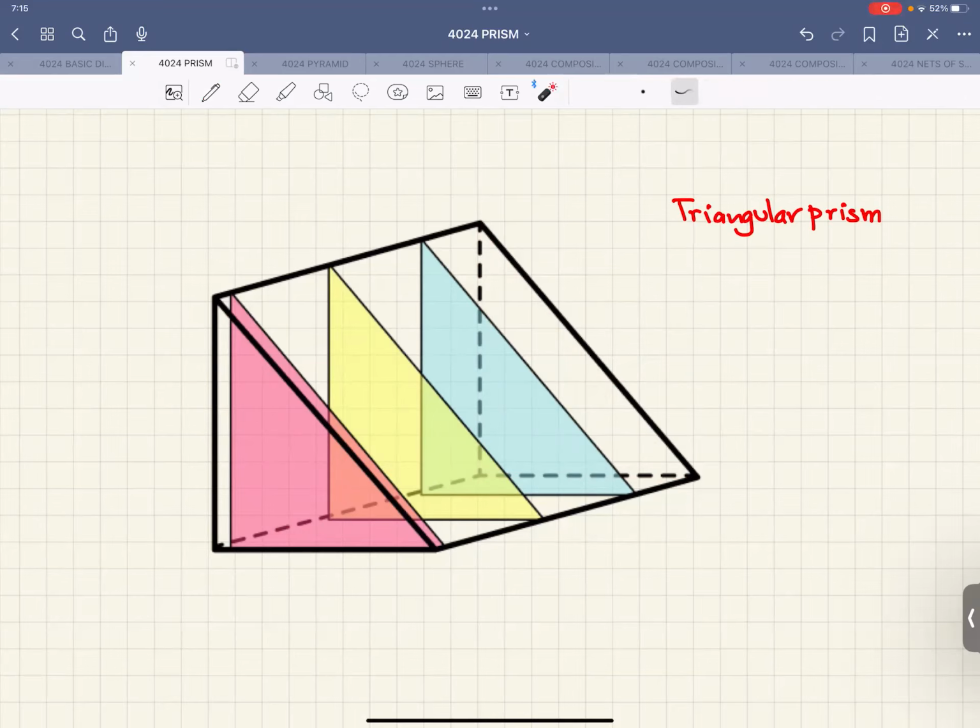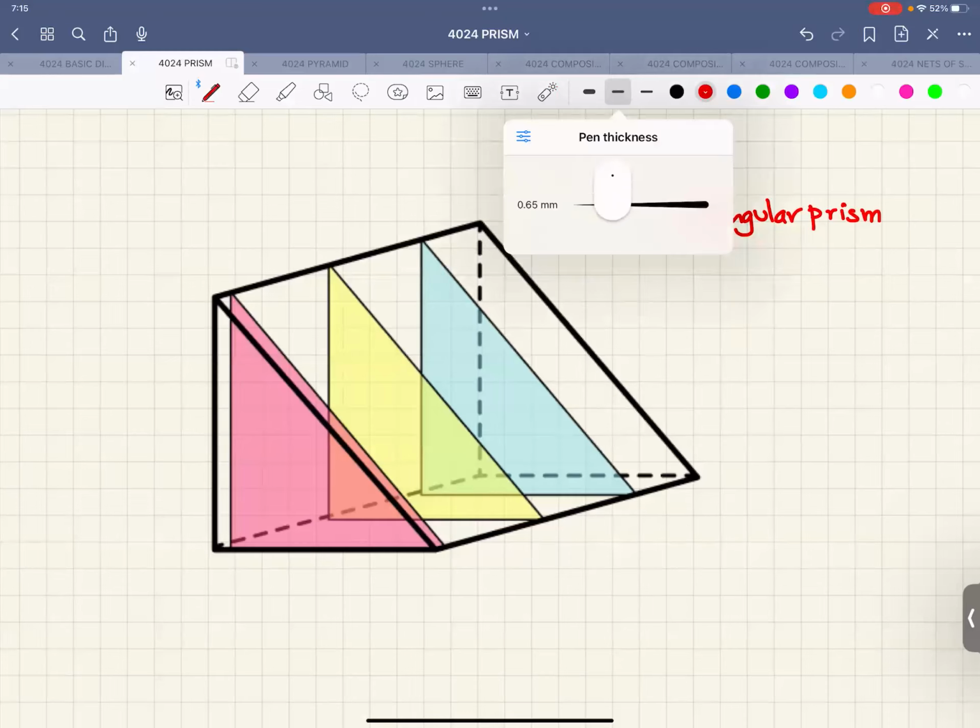Let's have a look. There is the side wall, that is this one. There is the floor over here. There is the front. There is the end. And then there is a sloping face. So there are 5 faces over here. Let me write it down.